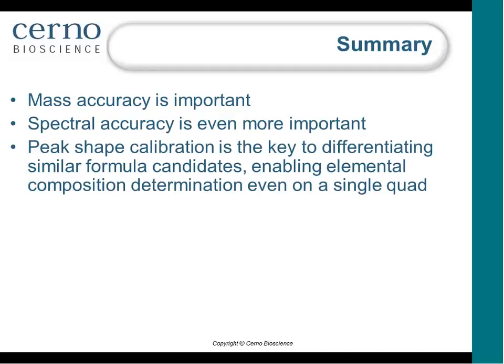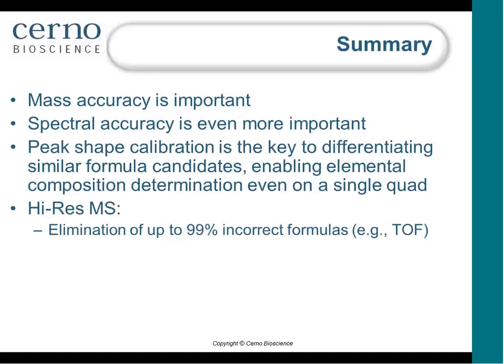And the peak shape calibration is really key, whether you have low resolution single quad systems or higher or ultra high resolution Orbitrap or FTICR systems. It enables elemental composition on an otherwise conventional single quad system, but it would also help higher resolution systems significantly. For the medium resolution systems such as TOF or older versions of the Orbitrap, we can help eliminate up to 99% of the incorrect formulas by the use of spectral accuracy and by the use of a special procedure to calibrate the peak shape that we call S-clips.